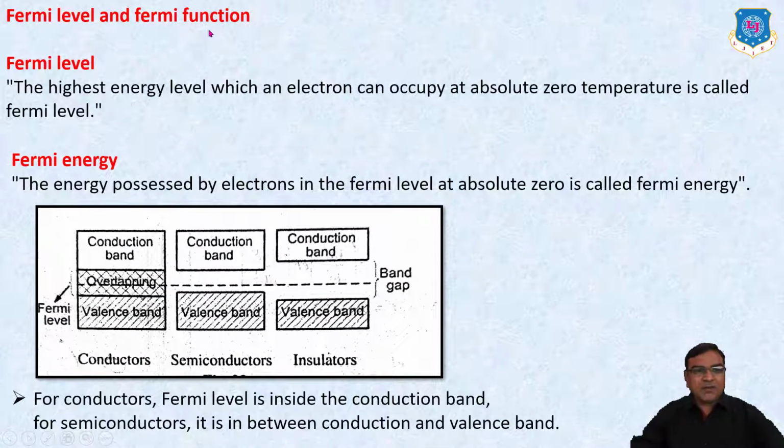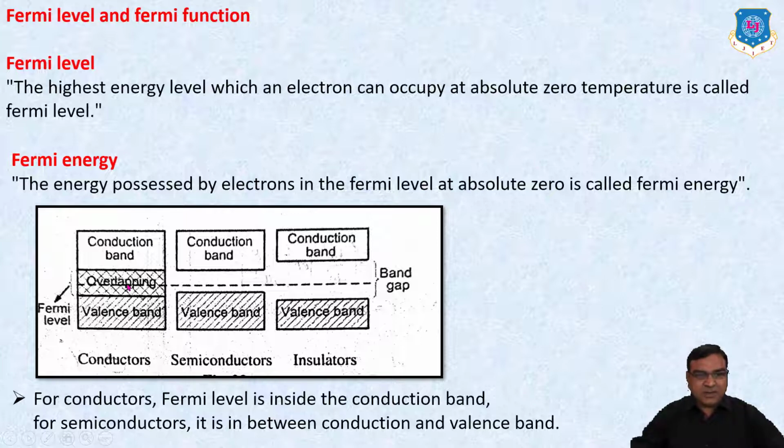Fermi level and Fermi function. Fermi level means the highest energy level which an electron can occupy at absolute zero temperature. And Fermi energy: the energy possessed by electrons in the Fermi level at absolute zero is called Fermi energy.